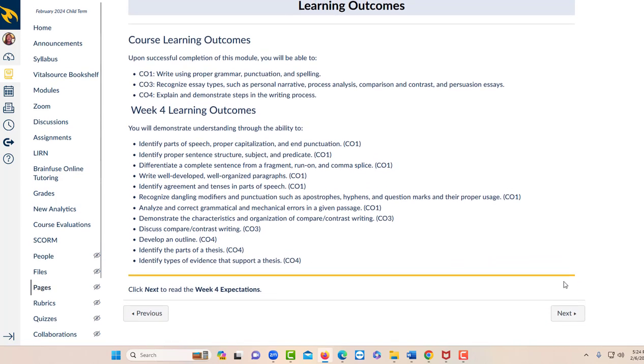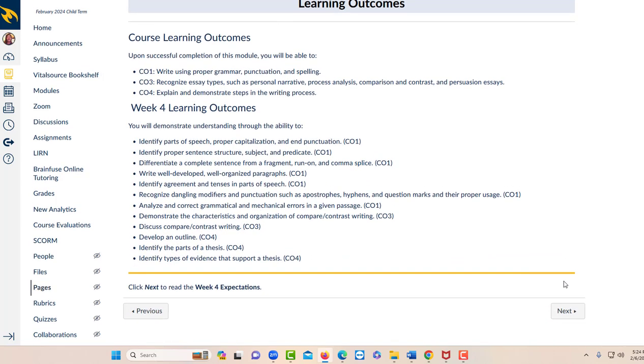So in this module, you're going to learn grammar, you're going to learn comparison-contrast writing, and you're going to develop an outline for your comparison-contrast essay. And you're going to identify the parts of a thesis for your comparison-contrast essay, and you're going to identify types of evidence that support a thesis for a comparison-contrast essay.